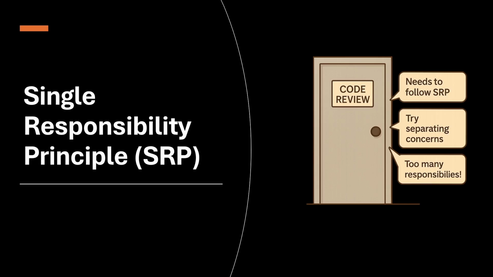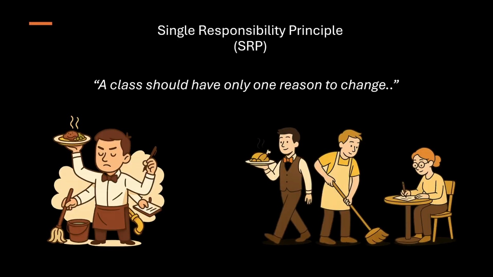Let's get started. The Single Responsibility Principle states a class should have only one reason to change. This simply means that every class should have only one job or responsibility. If a class is doing more than one thing, it's violating this principle. So it should have just one reason to change in its entire lifetime.